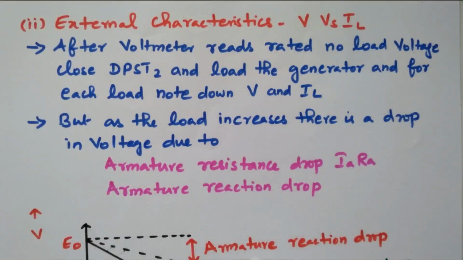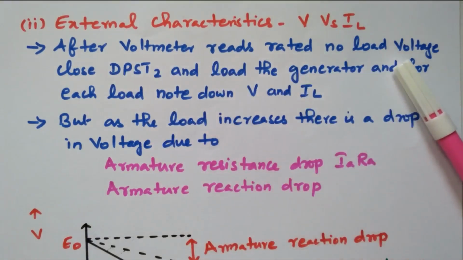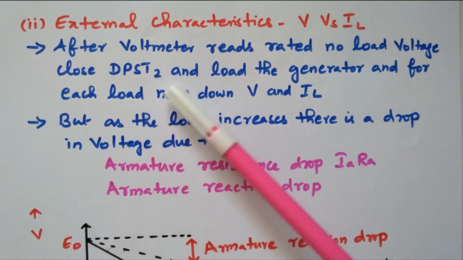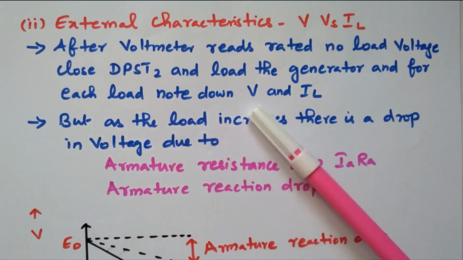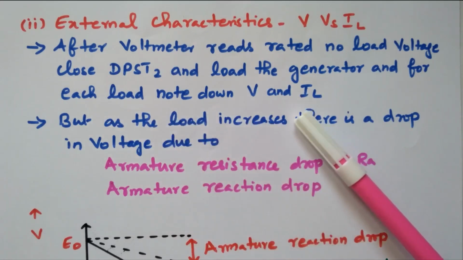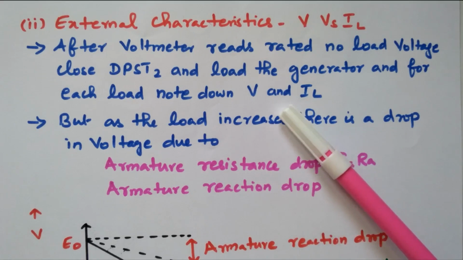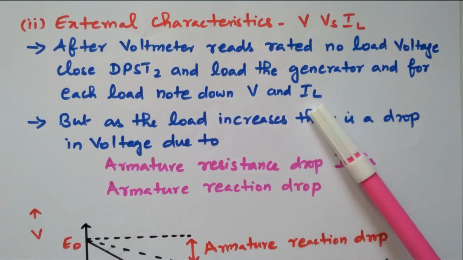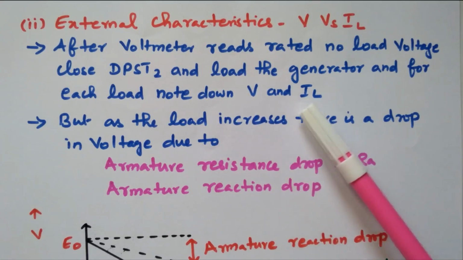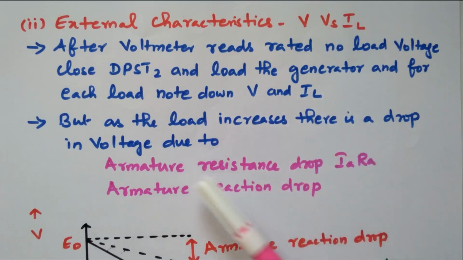Now we'll see the external characteristics. After the voltmeter reads the no load voltage, close the DPST switch and load the generator. For each load, note down V and IL. The previous characteristic is the no load characteristic, where the generator is not loaded. Now the generator is loaded. For every load, we note down the terminal voltage and load current, V and IL. Now the graph is drawn between the terminal voltage and the load current IL.